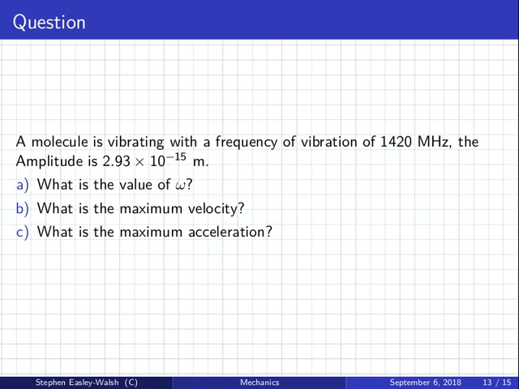True. The amplitude is quite small. Why is the amplitude quite small? Well, it's a molecule, so it's not moving very far. So the amplitude is 10 to the minus 15 meters. What formula gives me the omega? T equals 2 pi over omega. Ah, but we don't know the T. So we'd have to get the T. How would we get the T? 1 over F, yeah. Okay, so can you calculate the omega for me? See what we get.